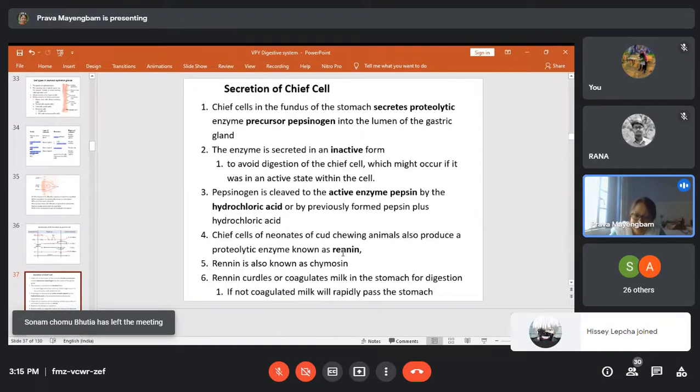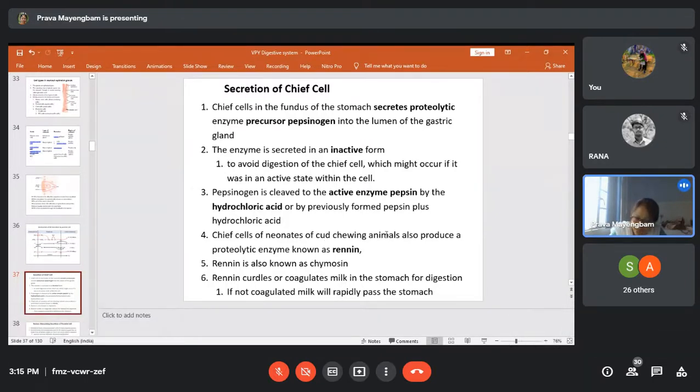Rennin is secreted by the chief cells of the neonates of cud chewing animals. Another name of rennin is chymosin. Chymosin is another name of rennin. So rennin curdles or coagulates the milk in the stomach for digestion, and if it is not coagulated, the uncoagulated milk will rapidly pass the stomach.